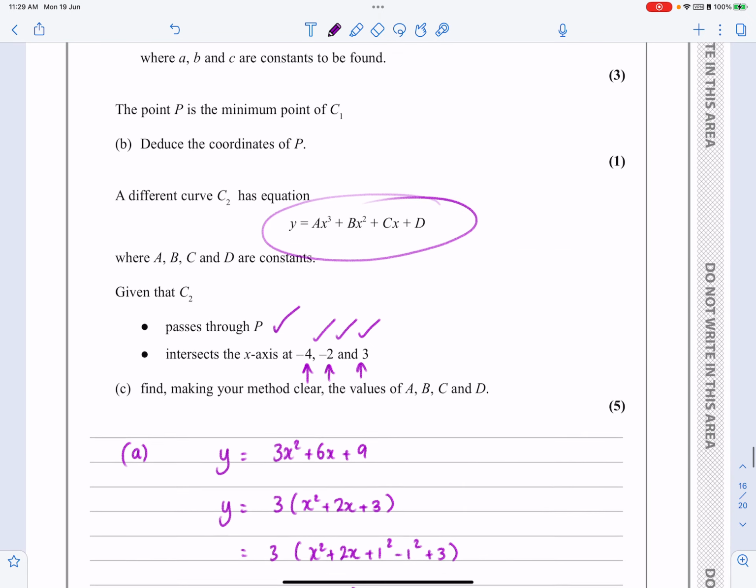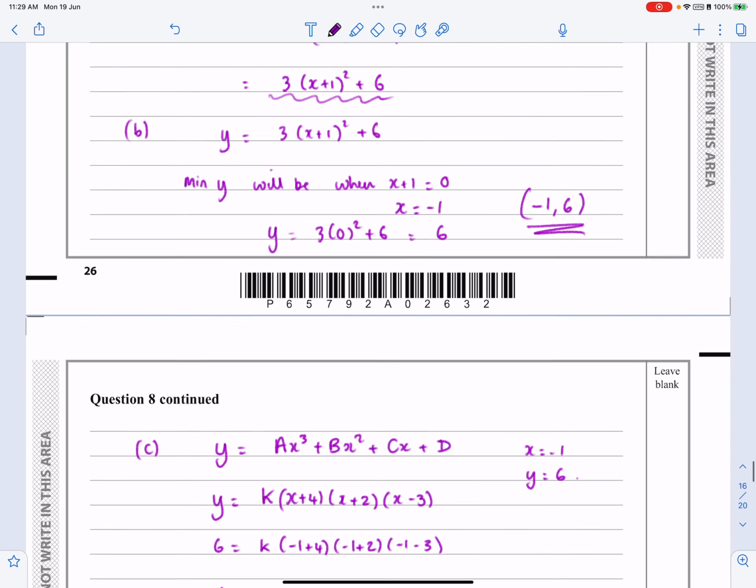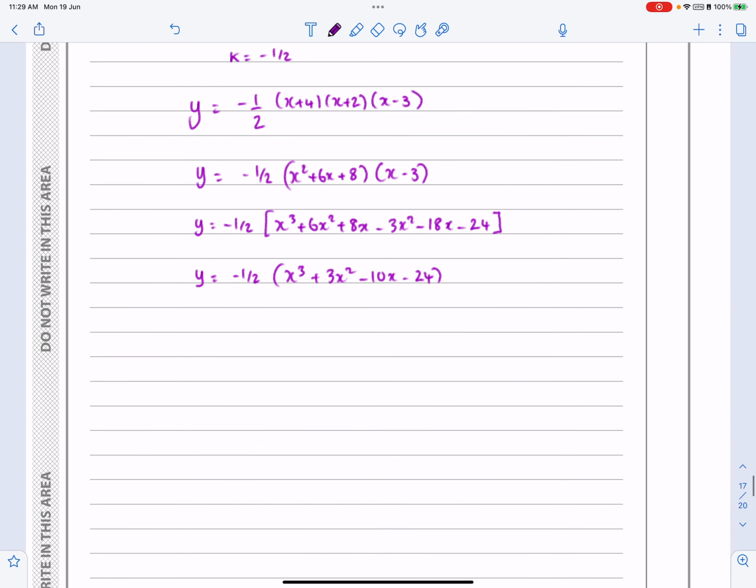They actually want it properly all multiplied out, don't they, to do a, b, c, and d. So y is going to be equal to minus a half x cubed minus 3 over 2 x squared plus 5x plus 12. And you can then say a, b, c, and d are the constants there. Okay, hopefully that all makes sense.